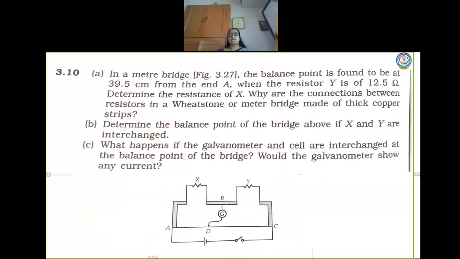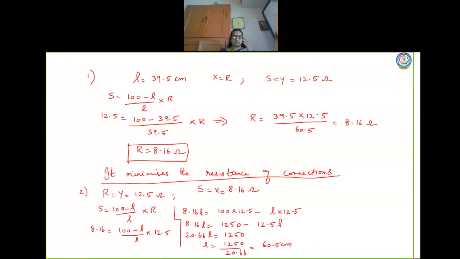What happens if the galvanometer and cell are interchanged at the balance point of the bridge? Would the galvanometer show any current? If the galvanometer and cell are interchanged, which means here this galvanometer is replaced by a cell and the cell is replaced by a galvanometer. So in that case, will there be a current flow in the circuit? Yes, definitely there will be a current flow in the circuit, because when it is interchanged also, definitely the balance bridge condition can be achieved.